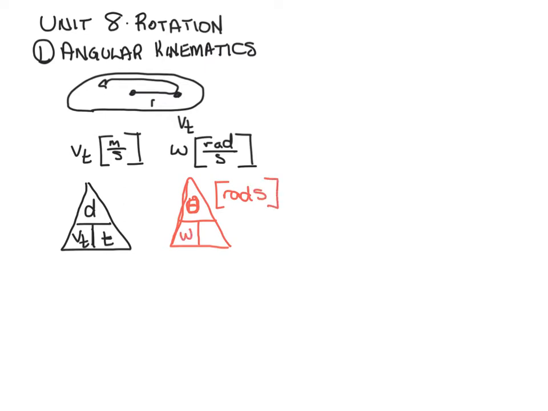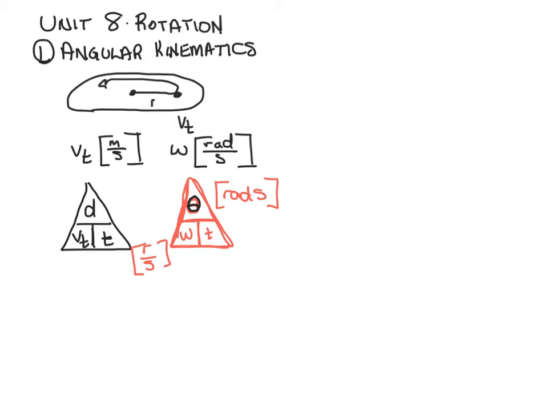Angular velocity, time. Angular velocity is given in rads per second, and time's given in seconds. So you've already seen one, what I would refer to as an analog of our kinematic equations. The old version of it, the linear version of it, was dst, and this one's going to be angular displacement is equal to angular velocity times time.